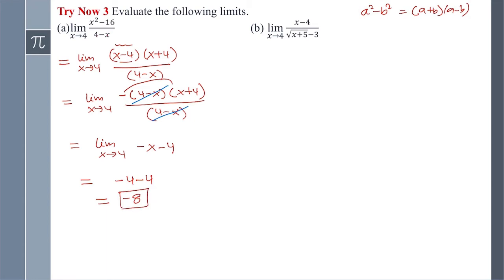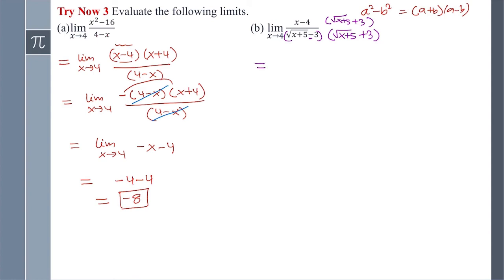Now, the next one is a function where we have to multiply by the conjugate because we have this radical here. So now we are going to multiply by the conjugate of the denominator. So we have square root of x plus 5 minus 3. That means we are going to multiply by square root of x plus 5 plus 3, the conjugate. So we have minus here, so we multiply by the plus, which is the conjugate. Now, when we multiply the denominator, we need to multiply the numerator as well. So we are going to multiply by square root of x plus 5 plus 3.